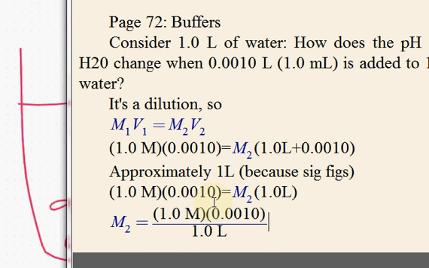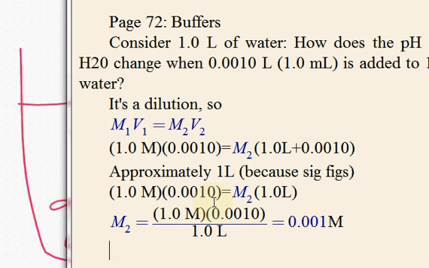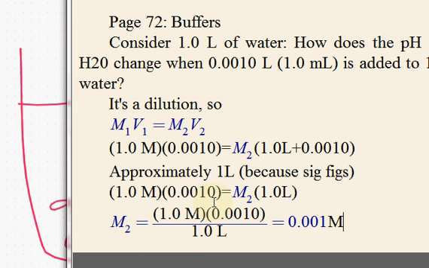M2 equals 1.00. So that would be the molarity of the water. Yes. The molarity of what? The concentration of what? The water in HCl. Molarity always means moles per liter. Moles per liter, yeah. Moles of what?